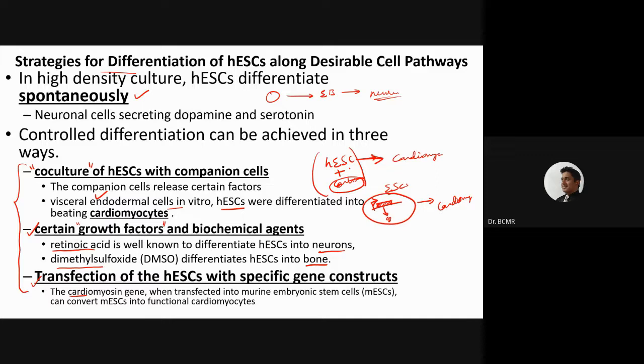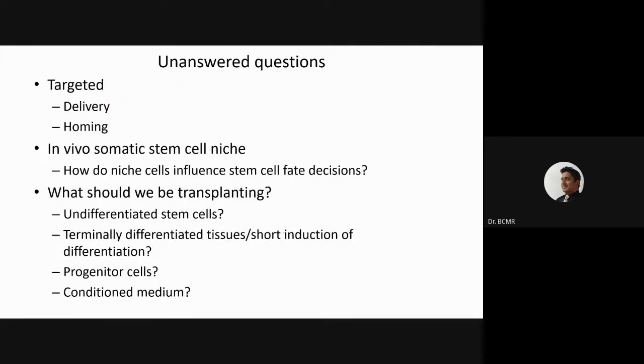So, co-culturing or conditioned media using growth factors and biochemical agents, and the third one, genetic mechanisms, such as genetic manipulation. Okay, yes. There are many things that we still don't know. How much should we give? How should we deliver to the tissue, to the individual? Should we put the cells at the site of the injury or defect?